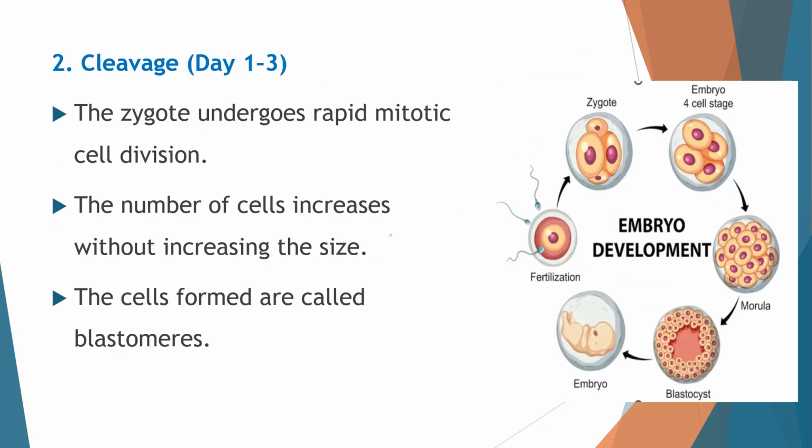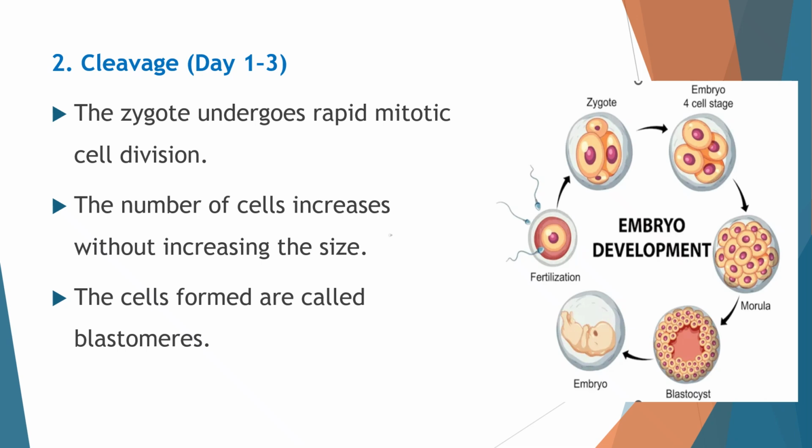Now let's move on to the second stage of embryological development, which is called cleavage. This stage usually occurs from day 1 to day 3 after fertilization. So, what is cleavage? Cleavage is a process in which the zygote undergoes rapid mitotic cell division. In simple words, the single-celled zygote starts dividing again and again to produce many new cells. One interesting point to remember is that although the number of cells keeps increasing, the overall size does not increase. The embryo remains almost the same size because the original cell is simply dividing into smaller and smaller cells.